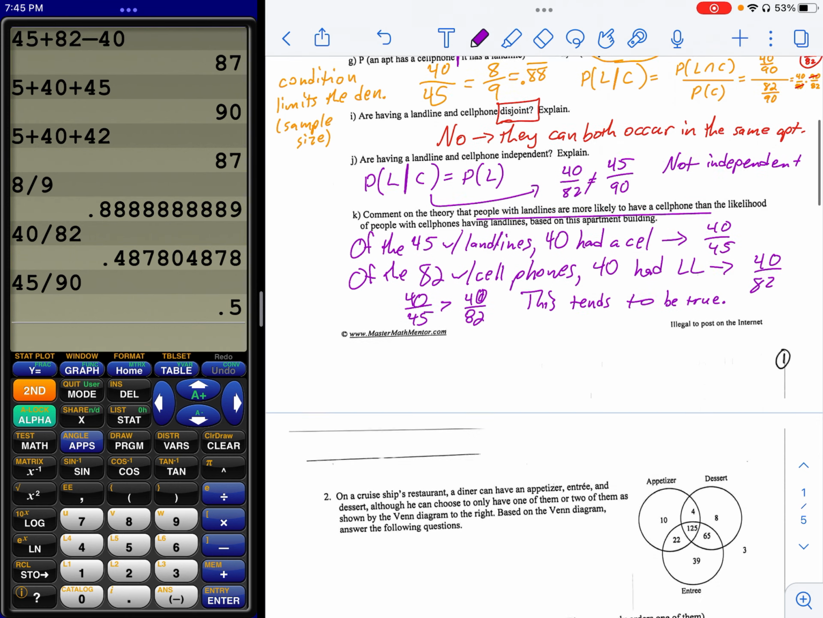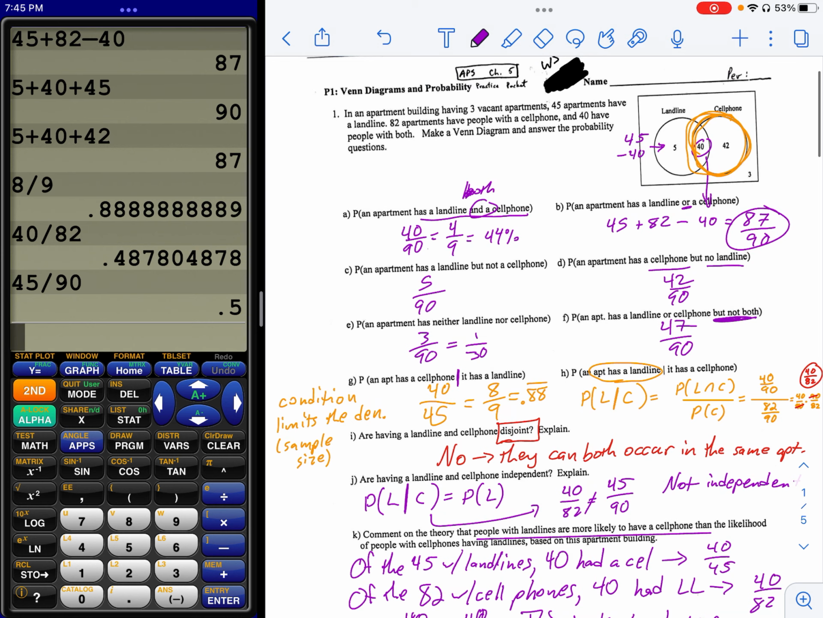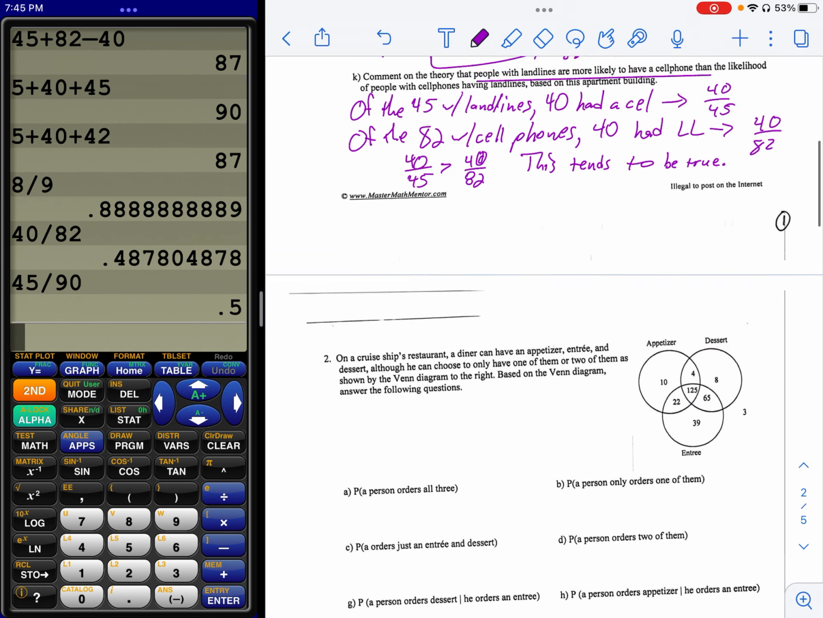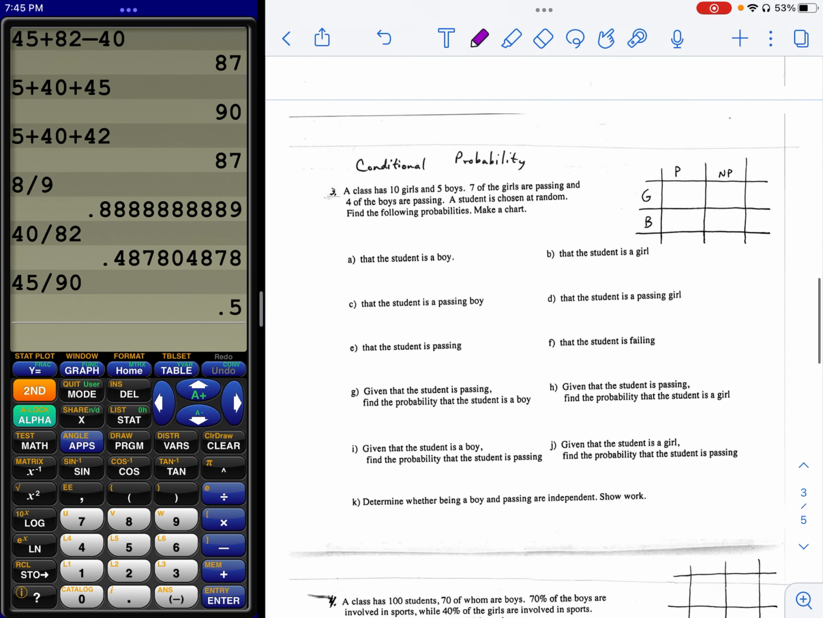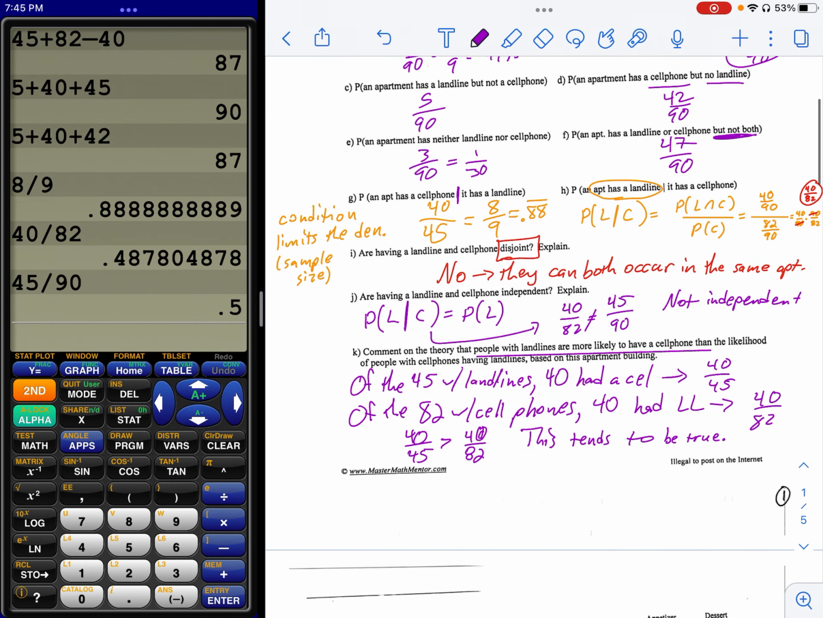All right. Moving on to the next one. This one is about, oops, I have the wrong document here.